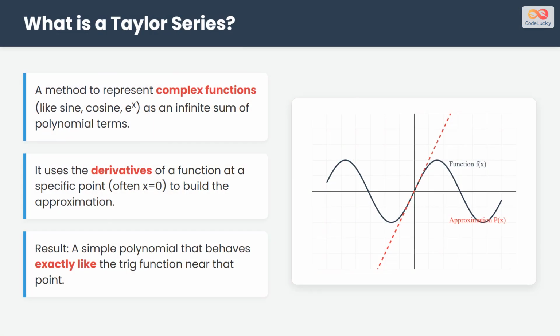First, what is a Taylor series? In simple terms, it is a tool that lets us approximate complicated functions using a long string of simple polynomial terms. By looking at the slope, curvature, and higher derivatives at a single point, usually 0, we can reconstruct the entire function.